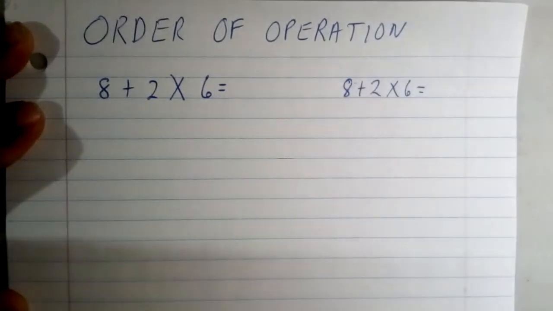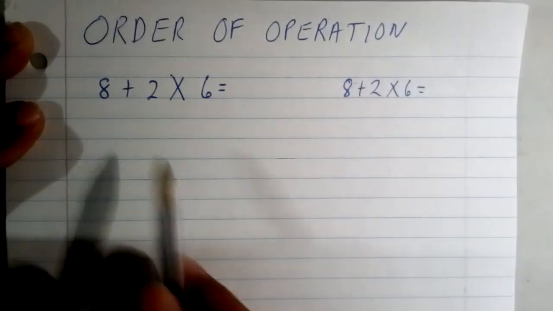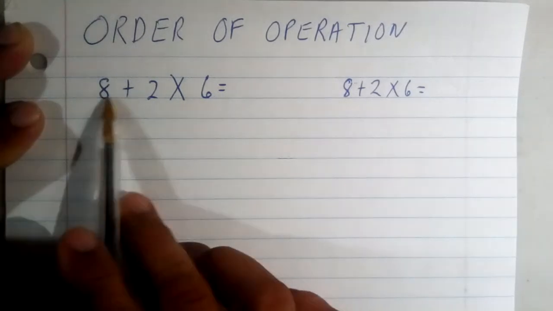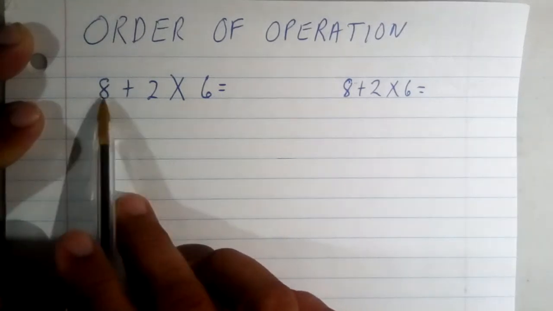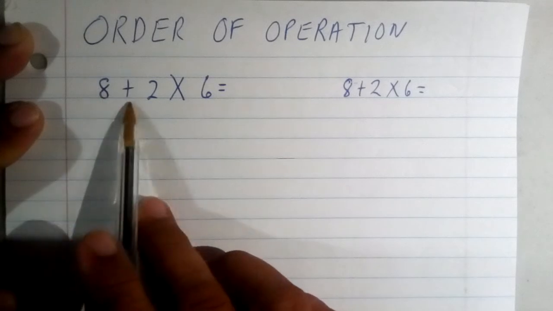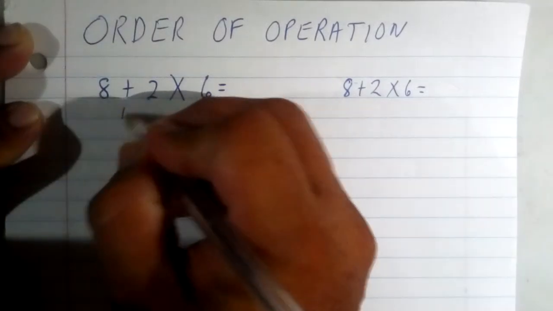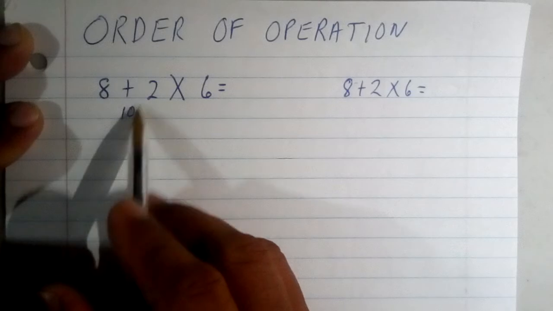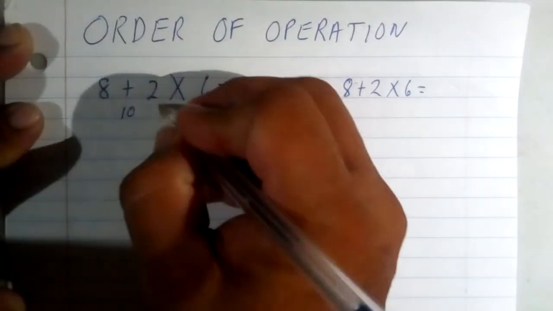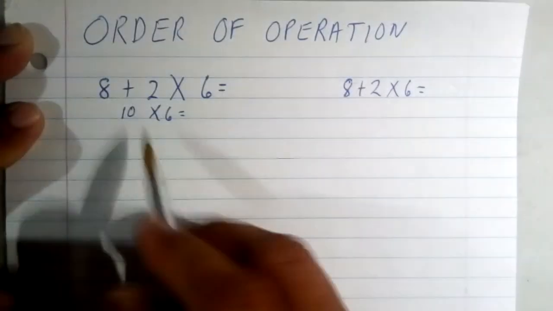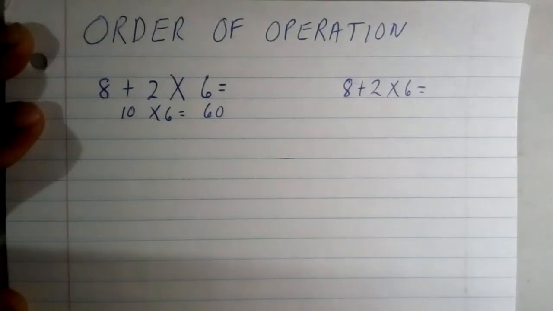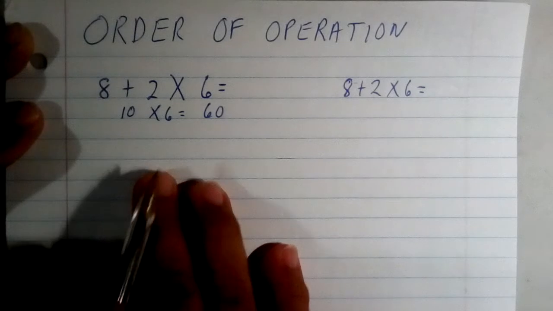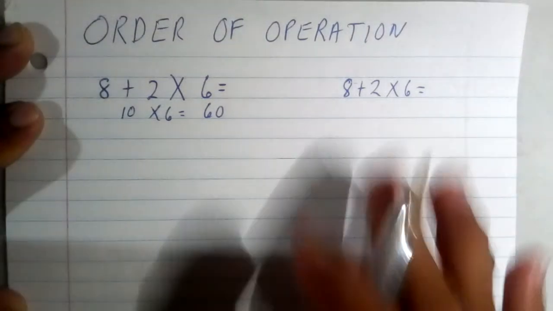So let's see. I'm going to start this problem by working out this one here, starting with addition first. So when I work this out, I say 8 plus 2, that gives me 10. So I have just worked out 8 plus 2, that gives me 10 times 6. Now 10 times 6 will give me 60. So that's our solution based on that problem there, if this is the correct way. I'm not saying that this is, but let's see what happens in the other scenario.